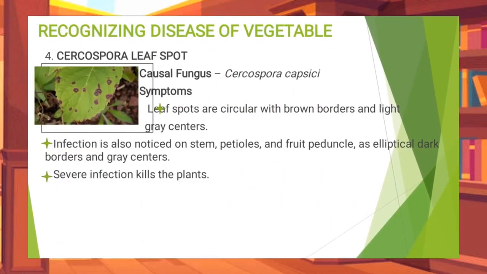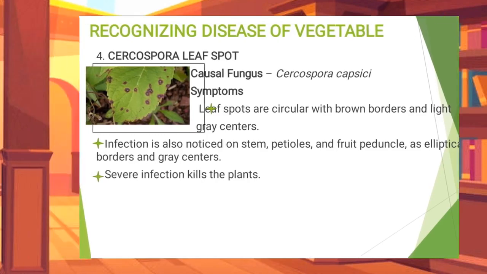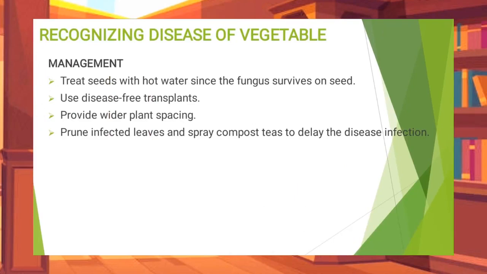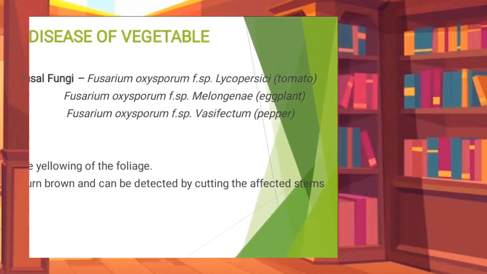So, number 4, Cercospora leaf spots, causal fungus. Symptoms niya is leaf spots are circular with brown borders and light gray center. Severe infection kills the plant. Kung na-over na gyud ang iyang infection, possibility nga mamatay gyud ang plant. Unsa siya pag-manage? Treat seeds with hot water since the fungus survives on seed. Use disease-free transplant. Provide wider plant spacing and prune infected leaves and spray compost teas to delay the disease and infection.